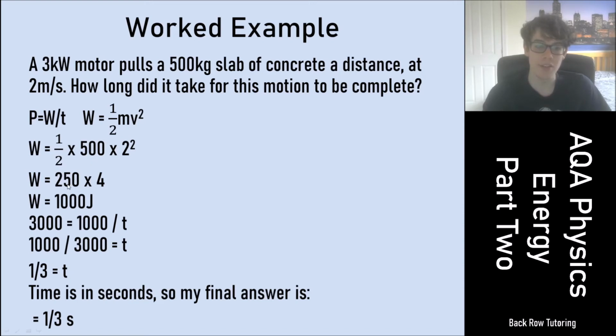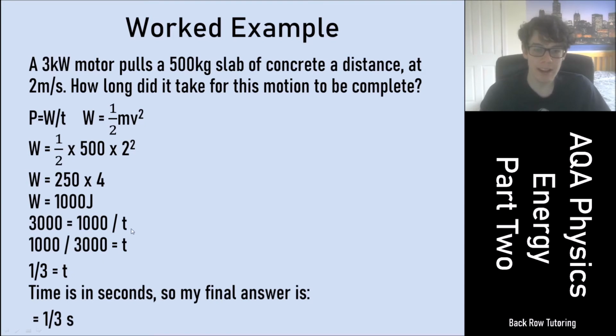Well, half of 500 is 250 and 2 squared is 4. So 250 multiplied by 4 gives you 1000 joules. So the work done by that motor is 1000 joules, or 1 kilojoule. Now, we know that the motor has a power rating of 3 kilowatts. So 3000 is equal to 1000 divided by time.